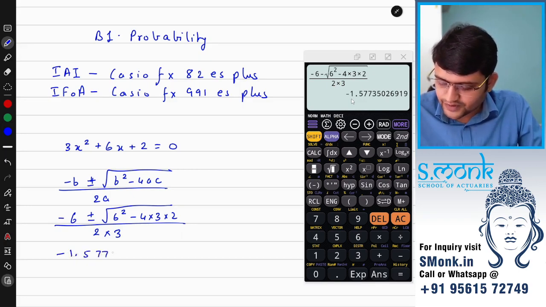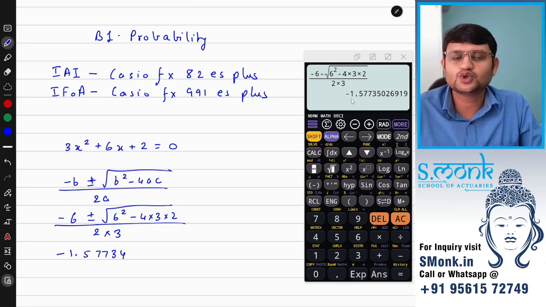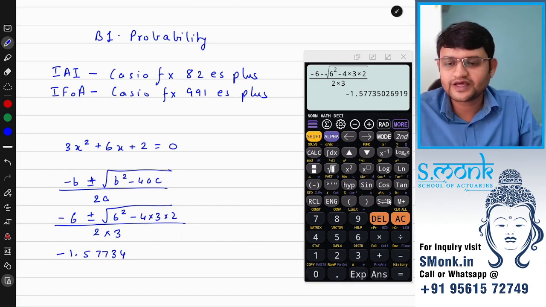Now many times you will find that your answer is shown in fraction, and if you want it in decimal, this is the button, the SD button. You can see it above del. That's the button that you will press to convert your answers from fraction to decimal or decimal to fraction.